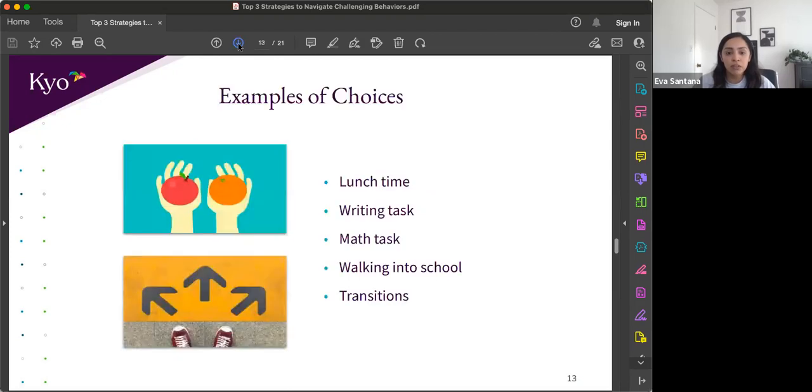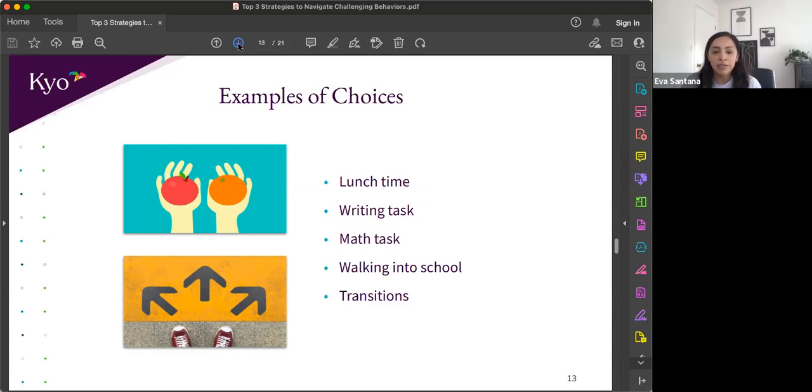So I'll go into a few different examples of choices. I use choices pretty often with my nephew, also with the clients that I work with, the students that I work with, and it's pretty effective for all of them. So examples of choices, lunchtime.